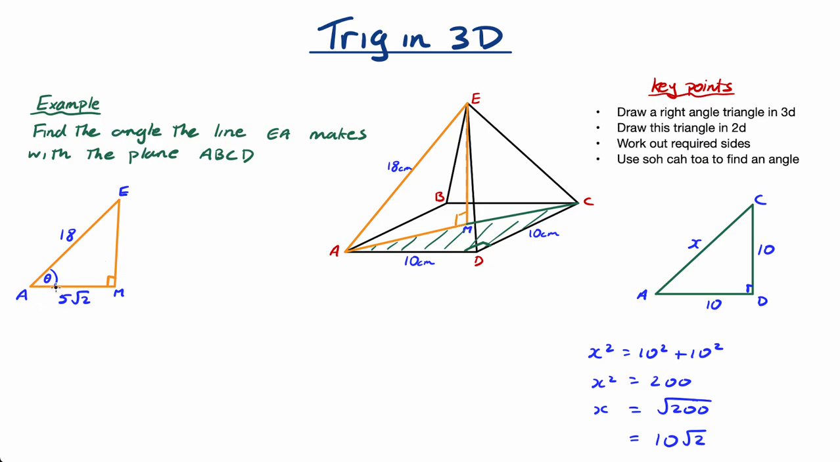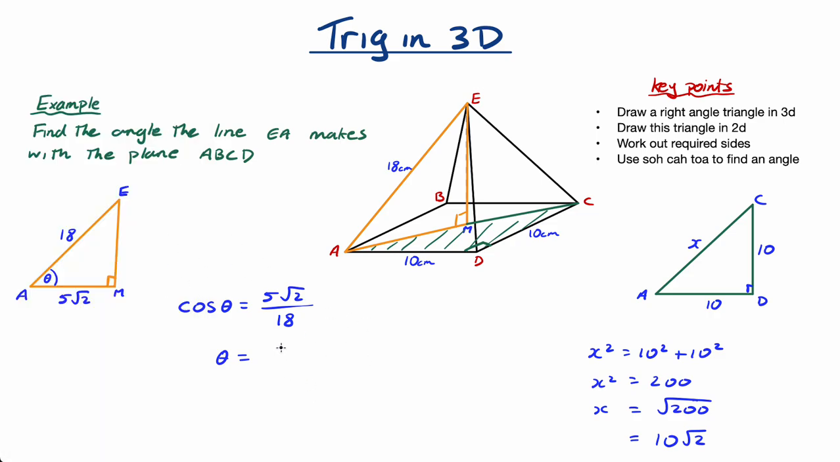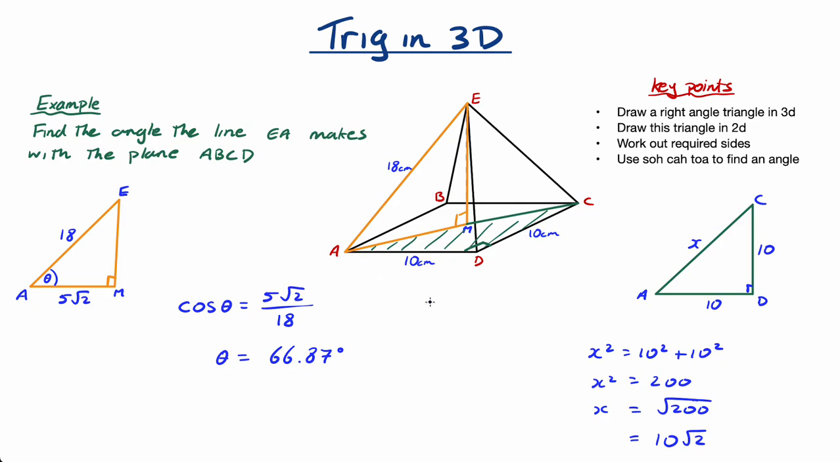Okay, now we have an adjacent and we have a hypotenuse, so I can use cos. Cosine of theta is equal to adjacent 5 root 2 over hypotenuse 18. Theta is equal to the inverse cos of that, inverse cos, shift cos, put in a fraction, 5 root 2 over 18, close bracket, and I get 66.87. Let's go 2 decimal places. 66.87 degrees. Does that answer make sense? Yeah, why not? It doesn't look too bad.